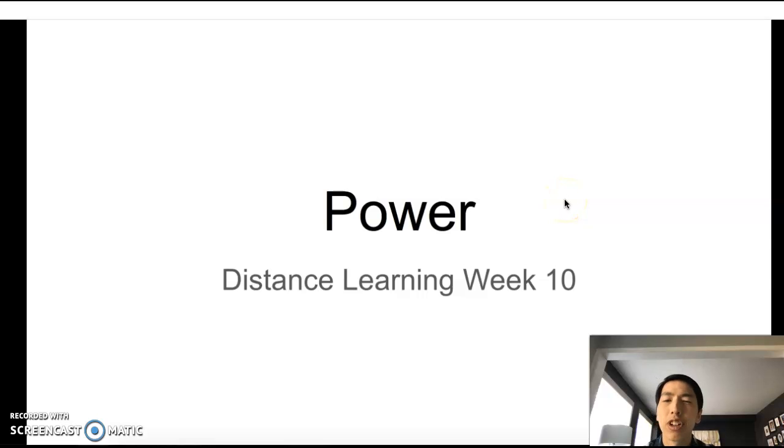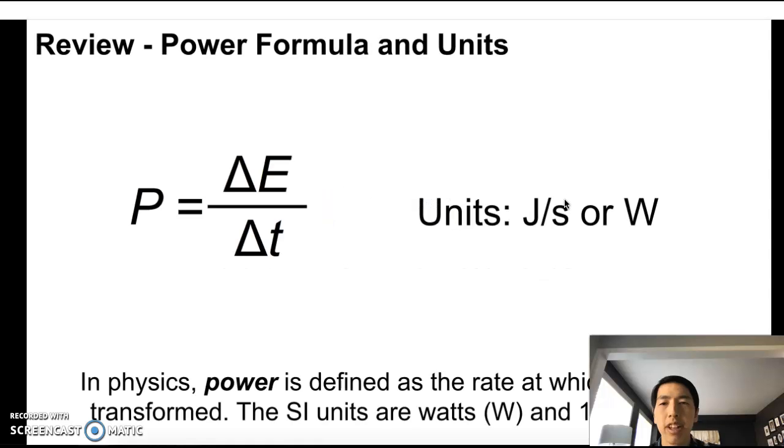So the next topic for electricity is power. We talked about power back in the previous unit. We defined power as the energy divided by time. And the energies we were talking about were kinetic energy or gravitational potential energy. We also talked about work. So now we're just going to use electrical energy and divide it by time. And that's going to give us the power of an electrical device.